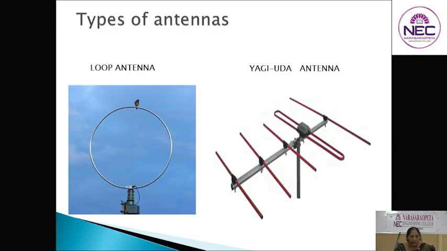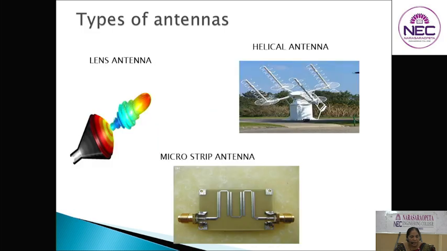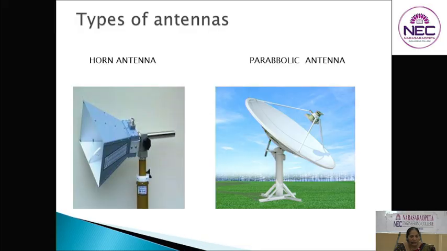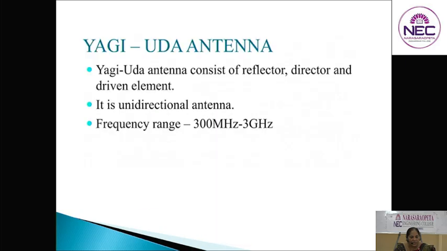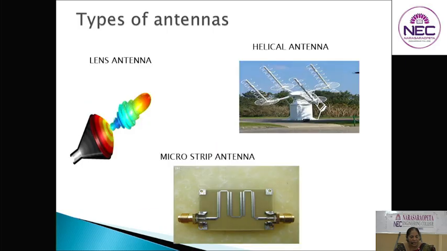Next one is angular antenna. It is a basic and widely used antenna for broadcasting television signals. Next one is horn antenna, parabolic antenna. These antennas are used at very high frequency ranges. Next, lens antenna, helical antenna, and microstrip antenna. These antennas are used at ultra high frequency ranges.